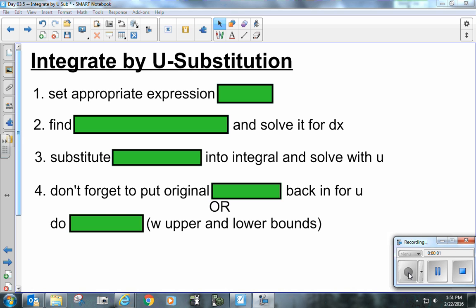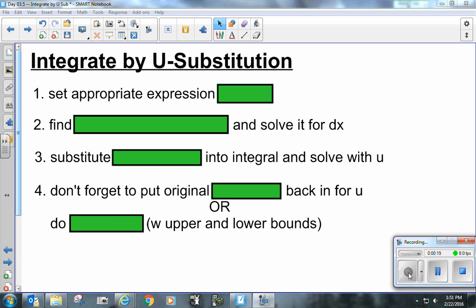Integrate by u substitution. Sometimes you're looking at an integration and you're going to be like, I have no idea. But really, I always say it's not that hard, but you guys still think it's hard. So it's simpler than you think.